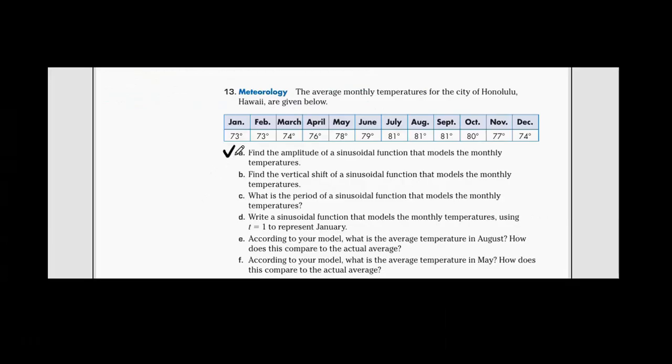Checking off the questions. A. Find the amplitude. B. Find the vertical shift. C. What is the period? That's done. D. Write a sinusoidal function. We still have to find out which one we'll use with the parameter time t equals 1. Questions D, E, and F, for now we'll say in progress.